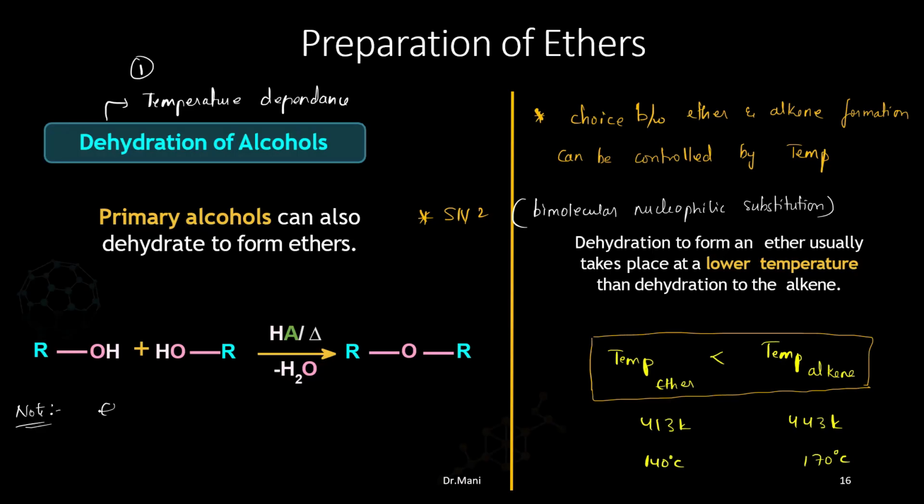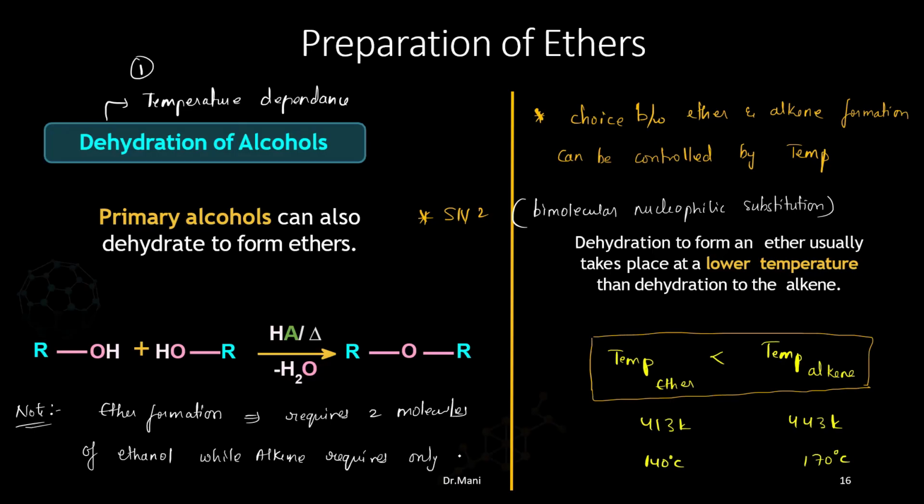Ether formation requires two molecules of ethanol, while alkene formation requires only one molecule. You guys understood what is the meaning of ether requiring two molecules and alkene requiring one molecule.